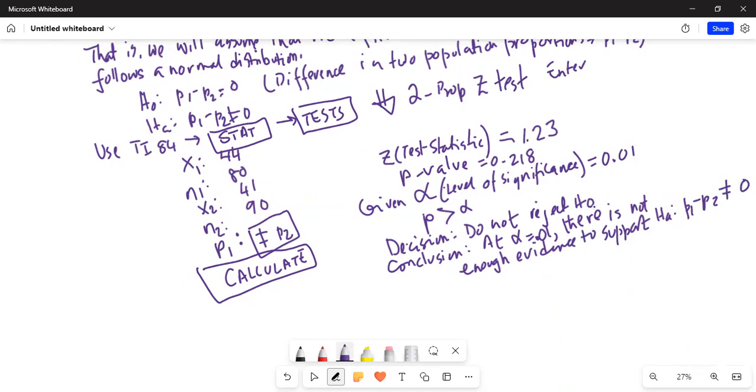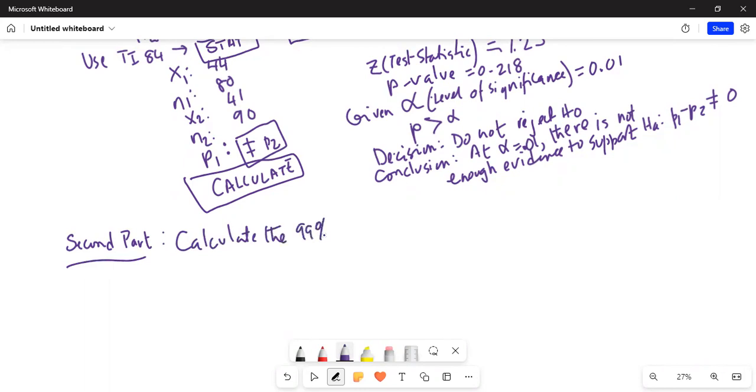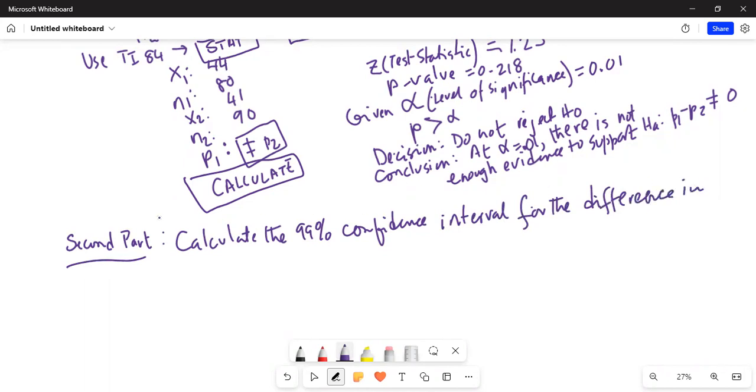So the second part of the problem. Calculate the 99% confidence interval for the difference in two population proportions. Okay. So how do I do that?